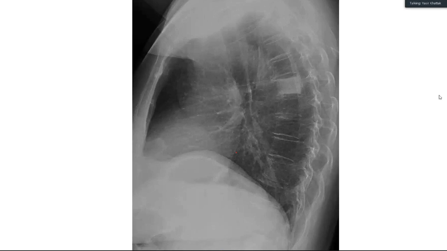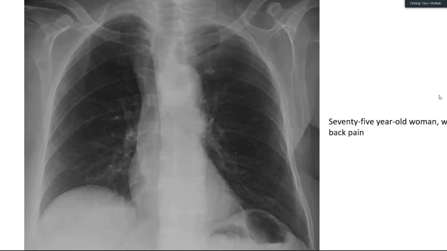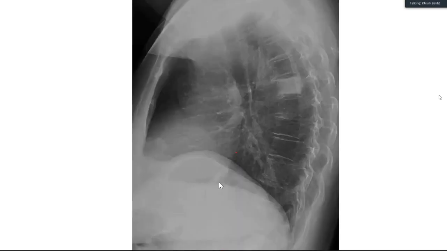So let's go back to the AP view. The problem is I cannot see my screen in full. But sir, at a few levels, there is an impression of a syndesmophyte at one level. No problem.